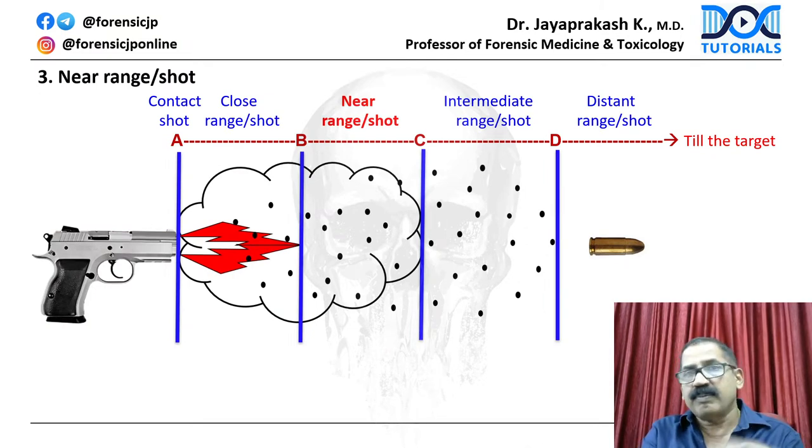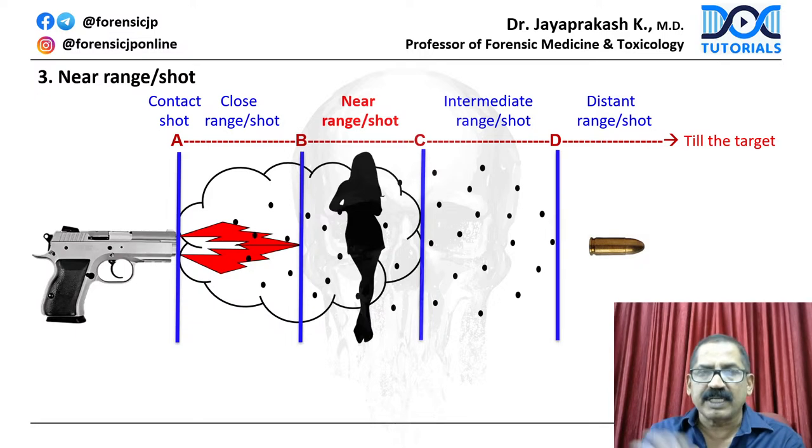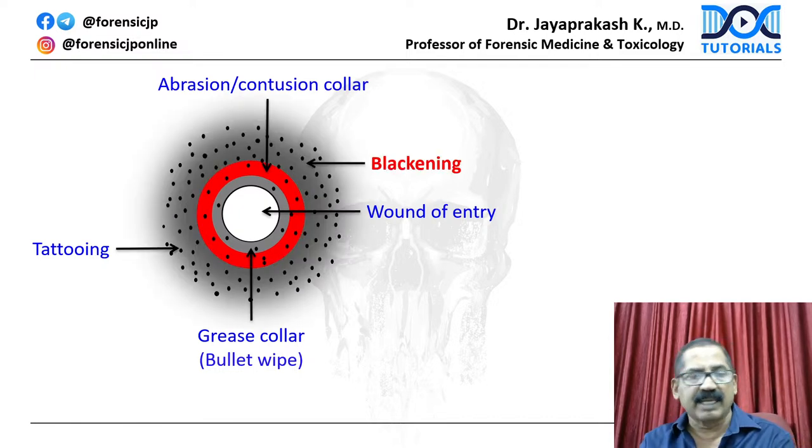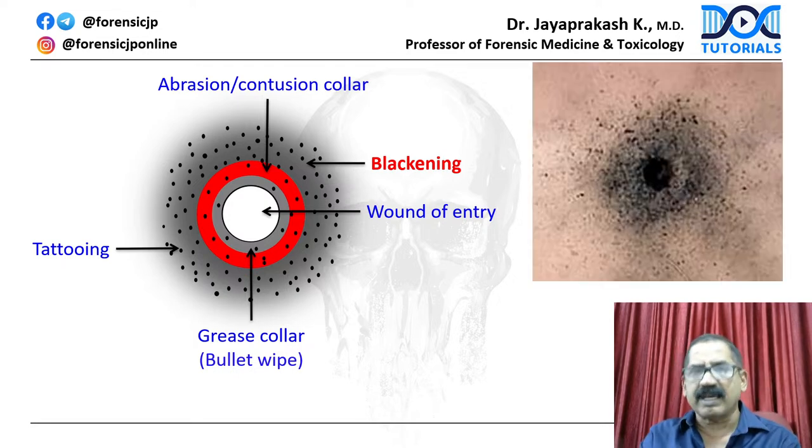Number three, near shot or near range. Person is away from the reach of the flame, but within the reach of the smoke. How will be the appearance of the wound? Same as intermediate range, but in addition to that, there will be blackening. As long as you see blackening along with tattooing, you can say that it is near shot, as you see in this picture.